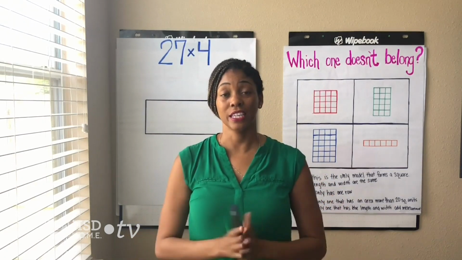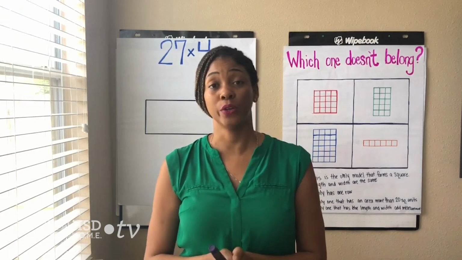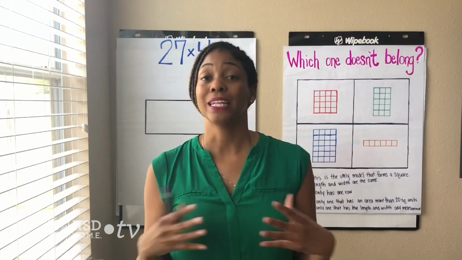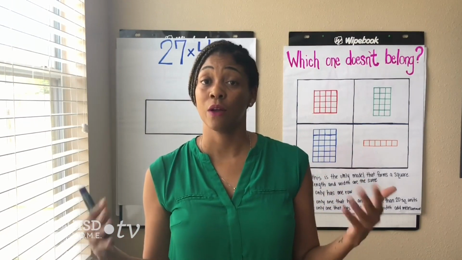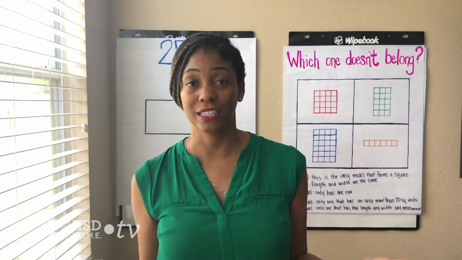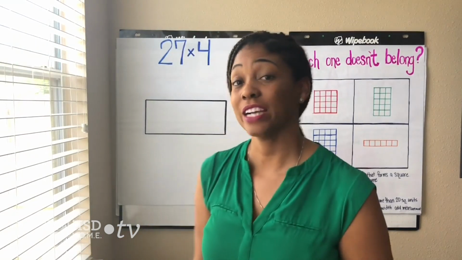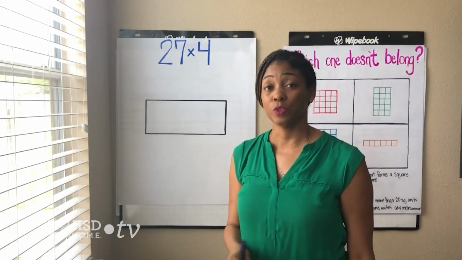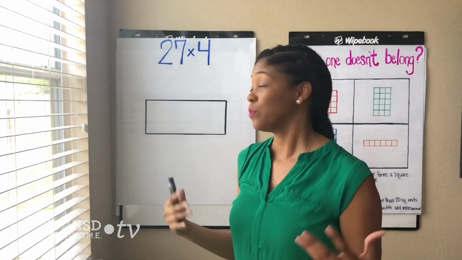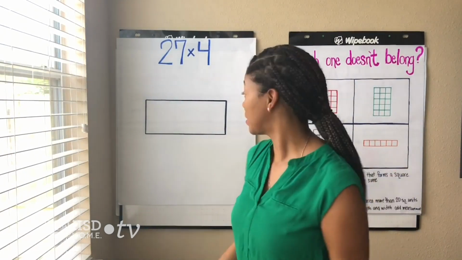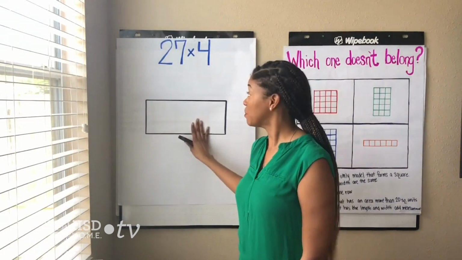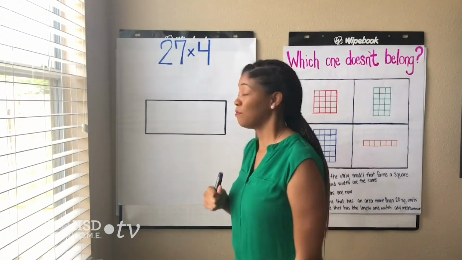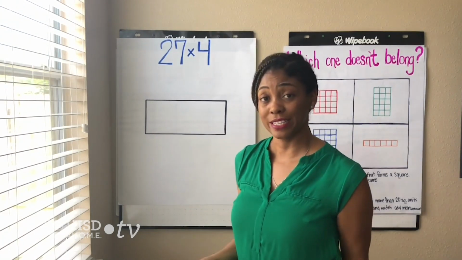Partial products is a strategy where you decompose multi-digit factors by place value to solve multiplication problems using basic facts. Today we're going to solve the problem 27 times 4. The first thing we want to do is write it at the top of our paper. Put a rectangle somewhere in the middle of the paper with some space so we have room to decompose our multi-digit number. Today our multi-digit number is 27.